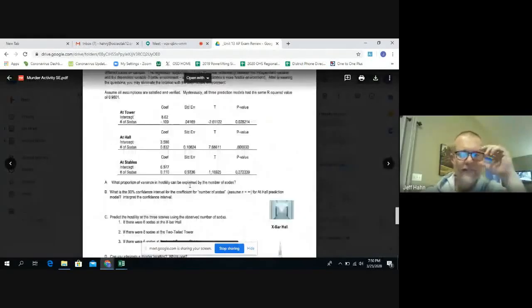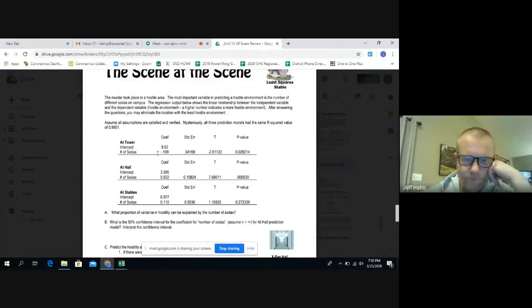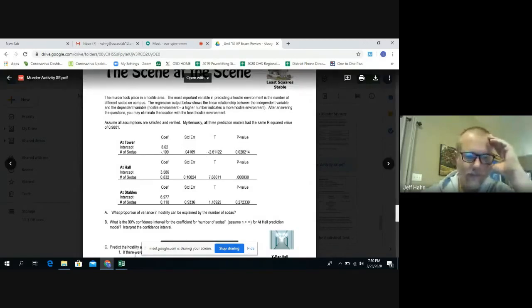So what we're looking at here is the Minitab output for linear regression. If we remember the coefficients in this situation, the intercept coefficient is the B value, and the number of sodas coefficient is the slope. So that's kind of how that shakes out.